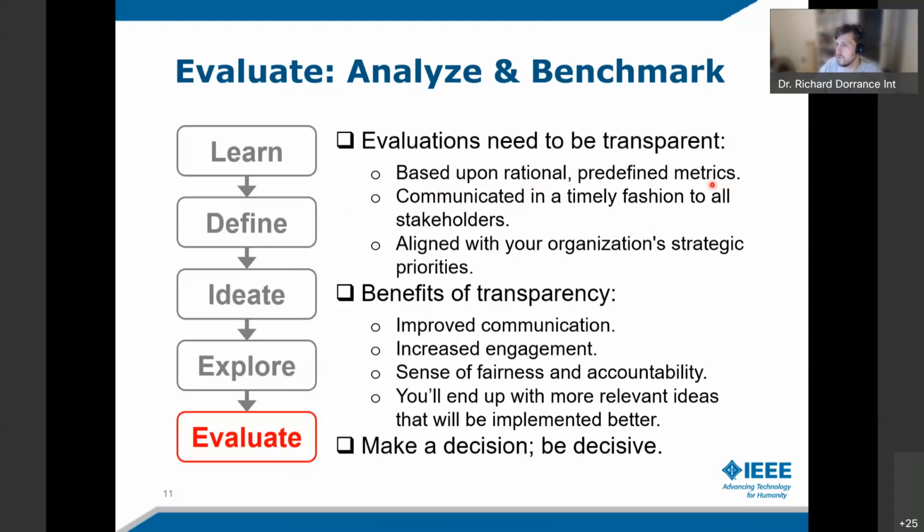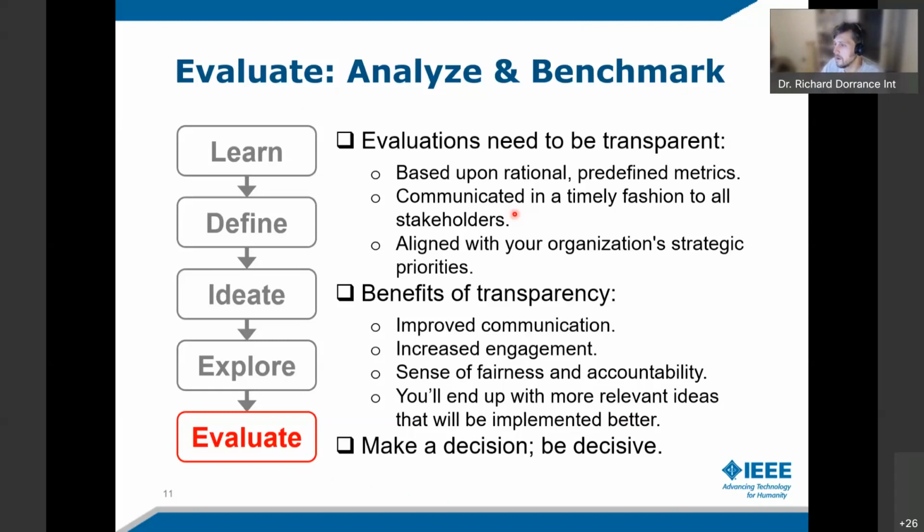And once you've done this evaluation, it needs to be communicated in a timely fashion to all the stakeholders. Those stakeholders will again depend upon the project you're working on, if it's a company, if it's academic, or if it's work with the government on some sort of research. But once you have those results, you need to deliver them in a timely fashion. So if you basically came up with the cure for cancer and you just twiddled your thumbs and sat on it for 20 years, that's not very timely.